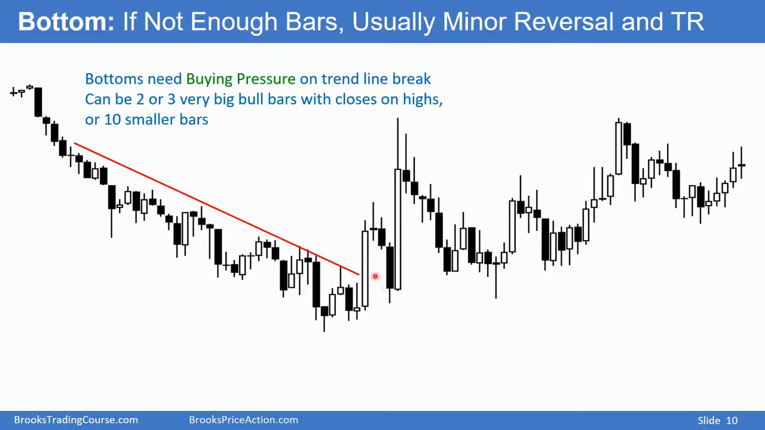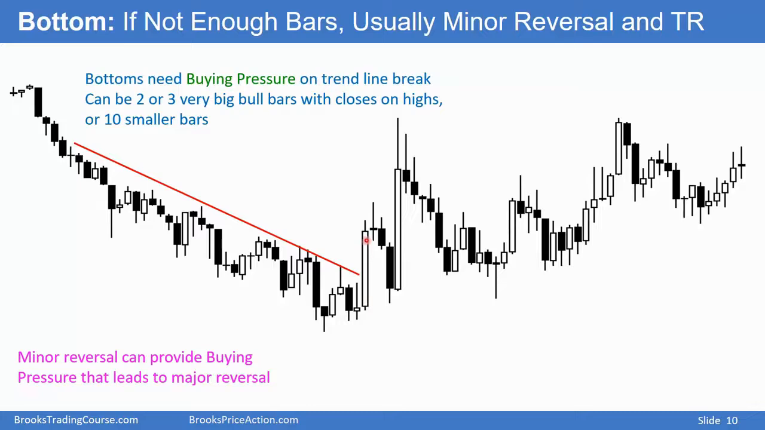For a trend reversal, you need buying pressure. If you have a bear trend, you need buying pressure. You can get that from 2 very big bull bars like this, closing on their high, but you can also get it from 10 smaller bars. This is enough buying pressure. You have a big bull bar closing on its high, and an even bigger bull bar closing near its high. This is enough buying pressure so that traders will look to buy a reversal up from the next sell-off, a possible high or low major trend reversal.